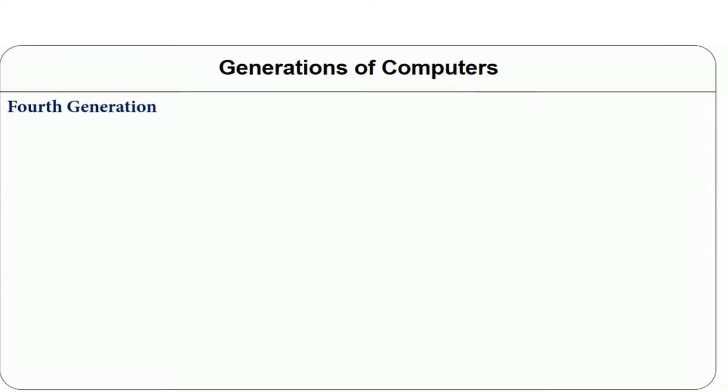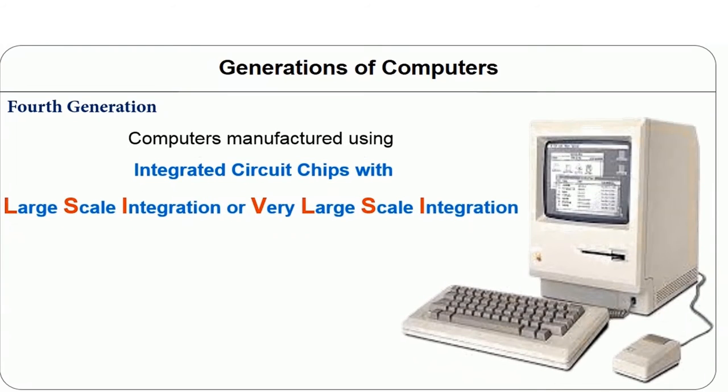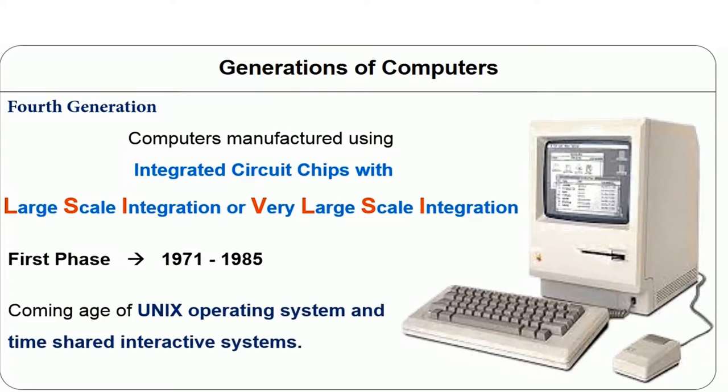Fourth-generation computers: in this, the microprocessor is designed by integrated chips having large quantity of circuits with large-scale integrations, that is LSI, or very large-scale integrations, that is VLSI. When computers are manufactured using LSI, VLSI circuits, they are known as fourth-generation computers. The first phase of fourth generation was in between 1971 and 1985. Fourth generations are the coming age of Unix operating system and time-shared interactive systems.